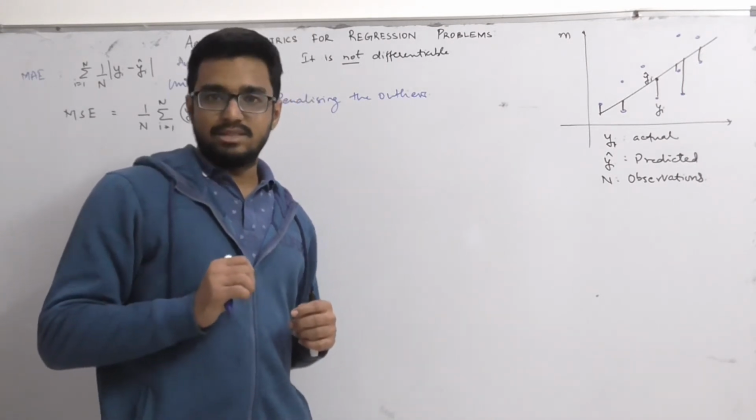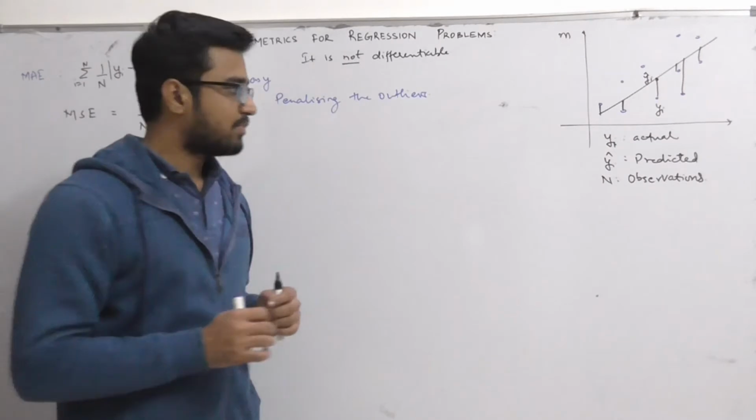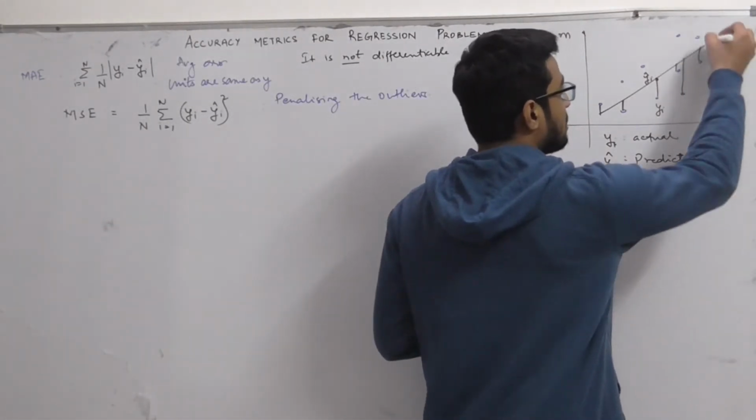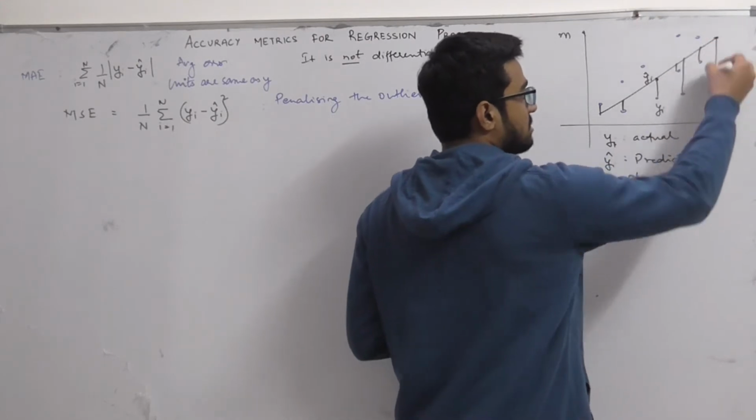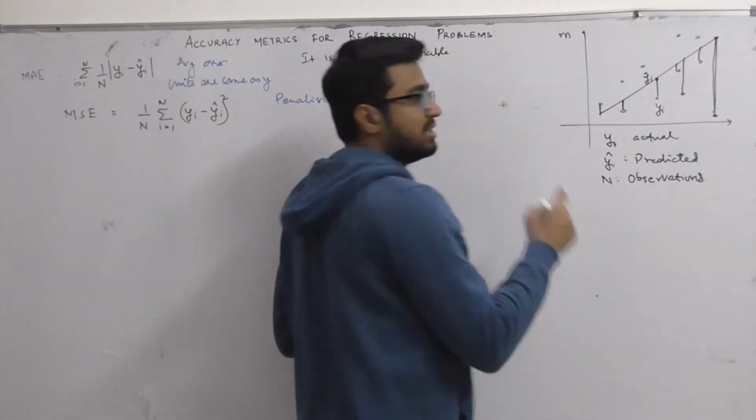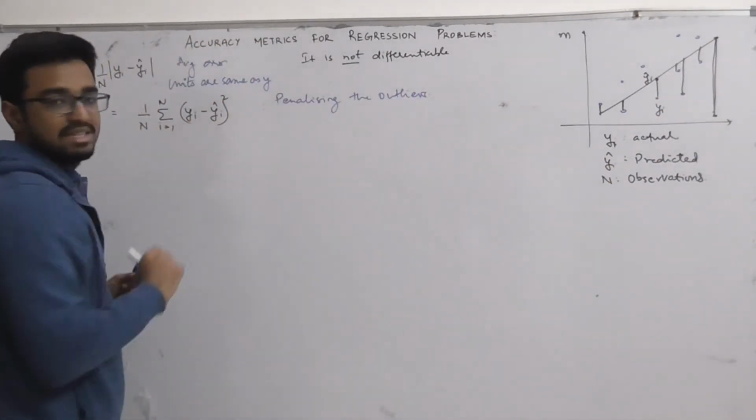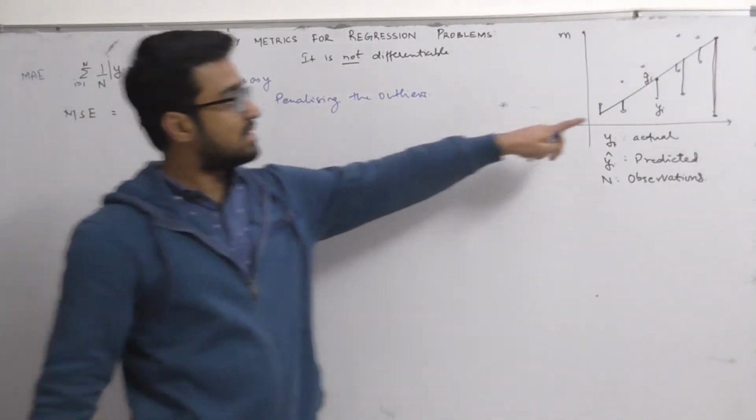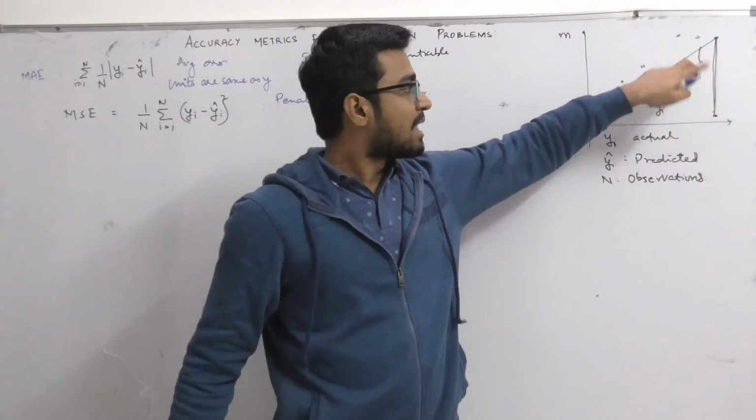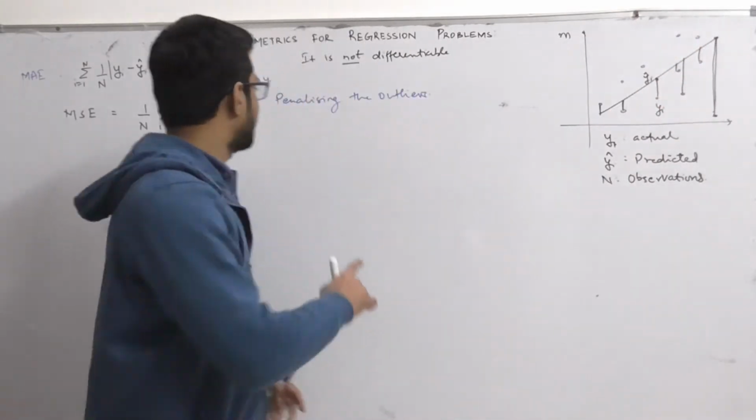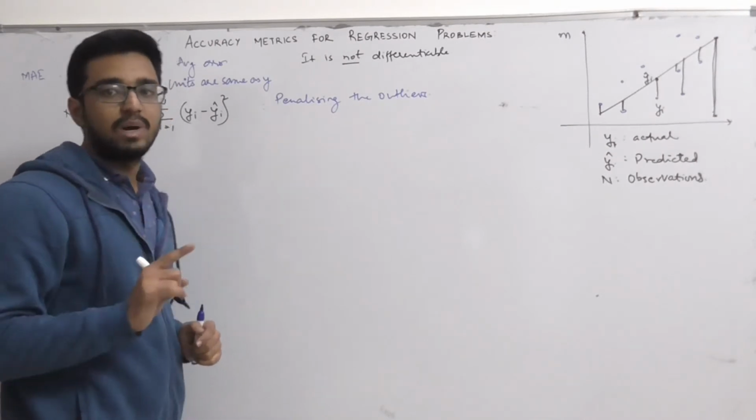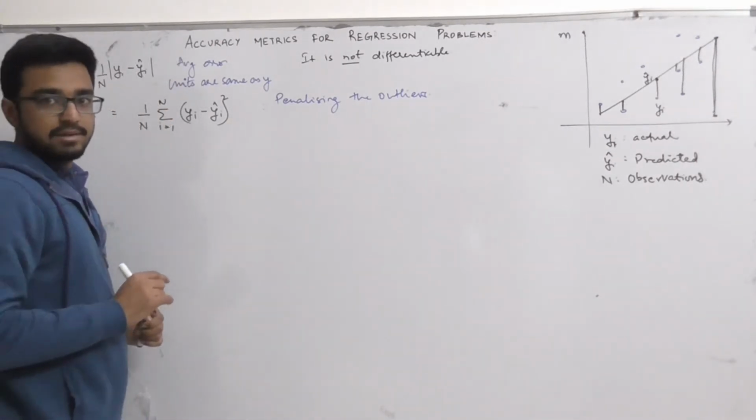So in that case, to penalize that outlier, suppose this is an outlier and this is what the model is predicting. This deviation is huge and we are squaring this deviation. Hence the error here is a huge error, and this error is greatly penalized. So this is another advantage of mean squared error.